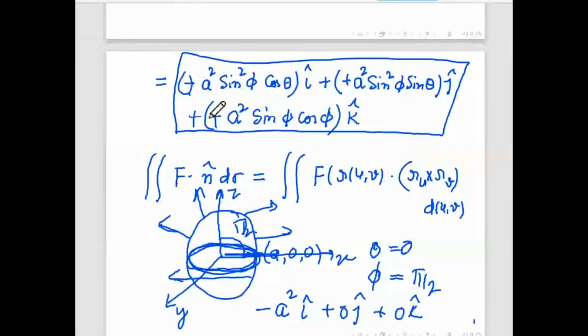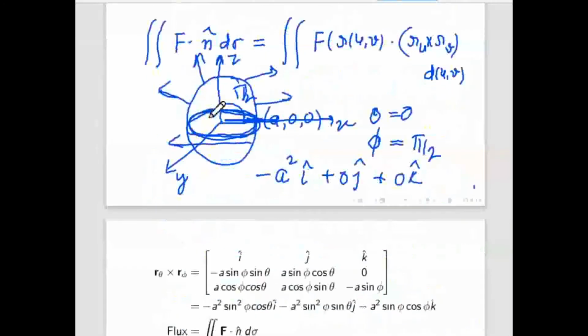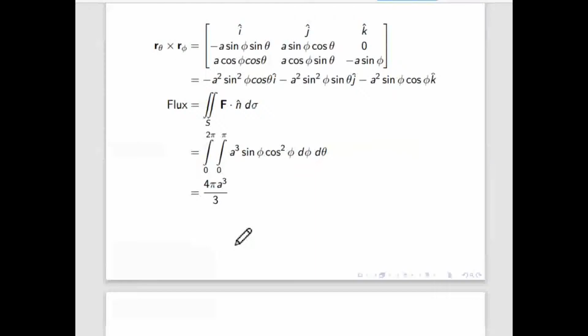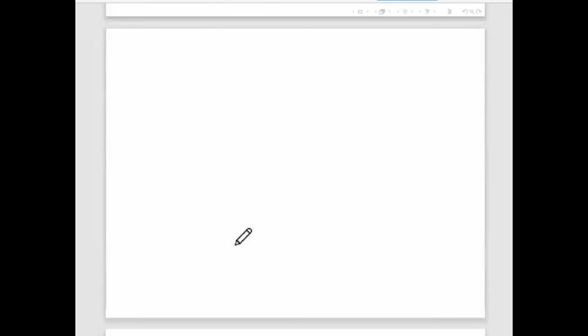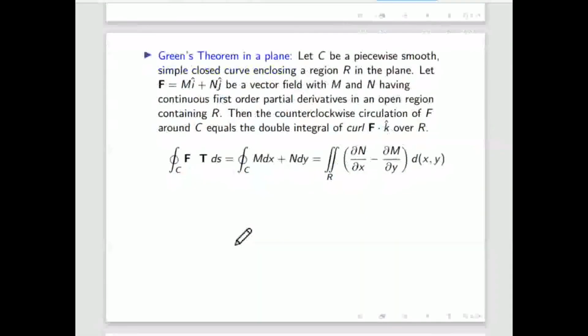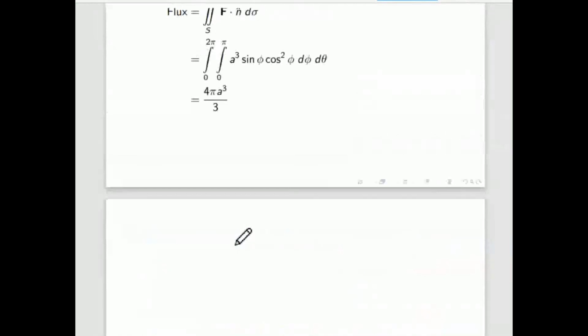So the next one is Green's theorem. So far we have seen how to calculate the line integral and how to calculate the surface integral using the parameterization of the curve and the parameterization of the surface. So we have the line integral, how to calculate it we have seen, and the surface integral. That is the integration over a surface, and this is the integration over a curve.